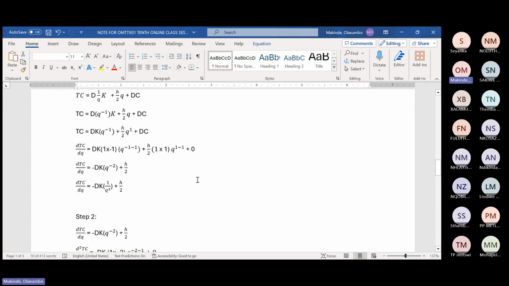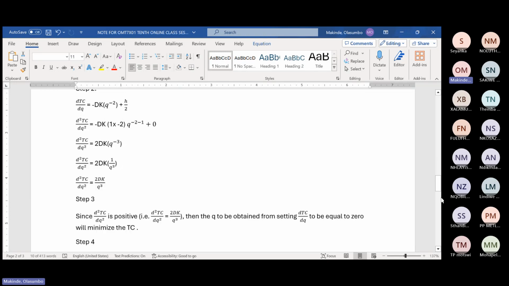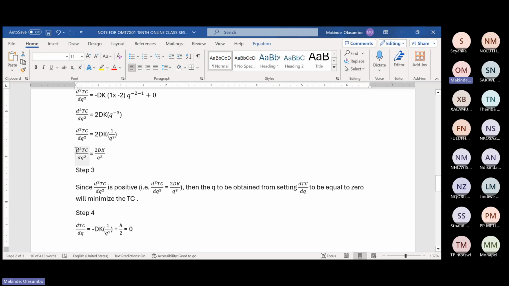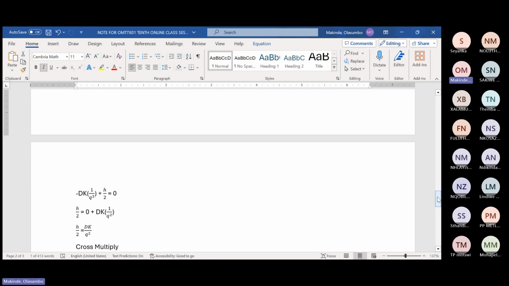Then I can also ask you, the dTC/dQ, which is the differentiation of the total cost with respect to Q, during the course of deriving the EOQ formula is, I provide options, and you must be able to select this answer, any of these, it's fine. I can also ask you the mathematical expression of the total cost with respect to Q when you differentiate it twice, which is d squared TC over dQ squared. What is it? You must be able to answer that and provide the right option. So you can see I can ask many questions.